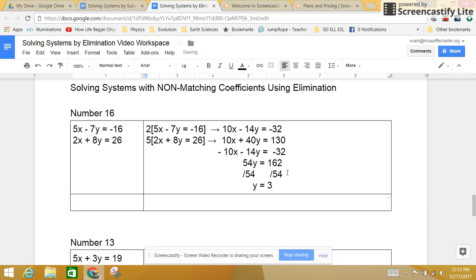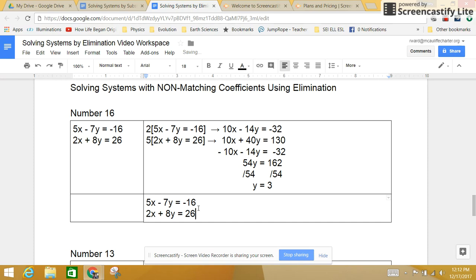Okay, now let's deal with these again. Now I could go ahead and plug 3 into everything, but I instead am going to work out a way to make the y coefficients the same. All right, to do that, I'm going to multiply the top by 8 and everything in the bottom by 7. So 8 times everything there and 7 times everything there.